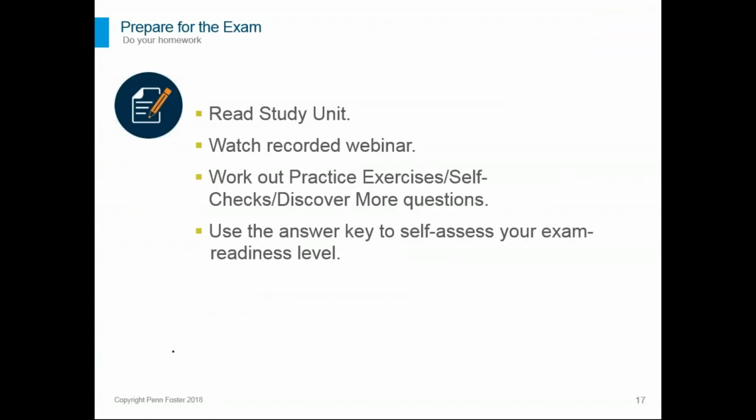Next, how do you prepare for the exam? Of course, you have to go through the unit and read the unit yourself. I've talked to students before and they say, well, I remember fractions from my middle school studies, so I'm just going to go ahead and take the exam.